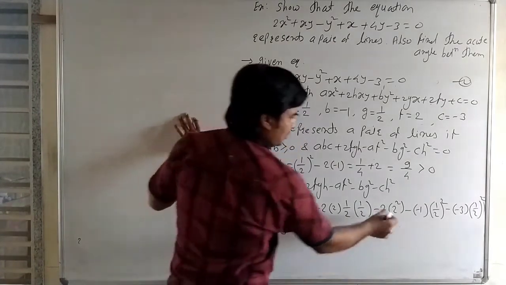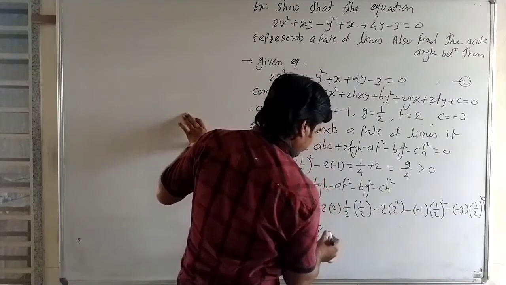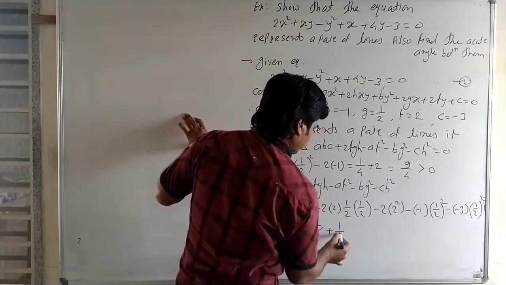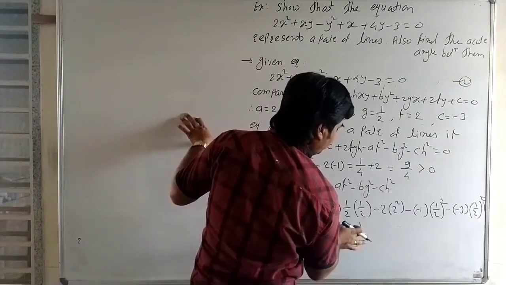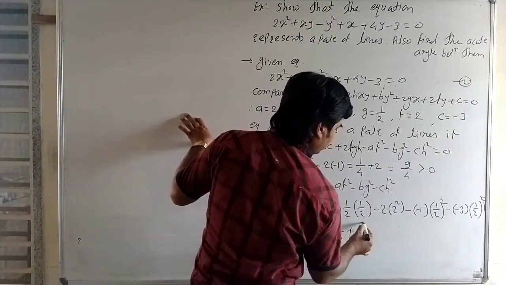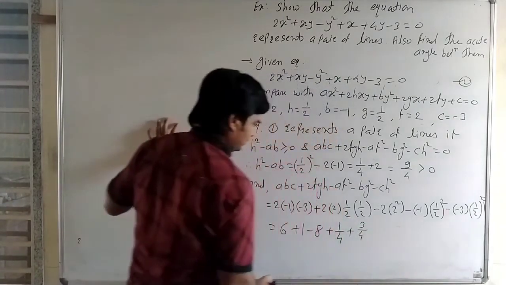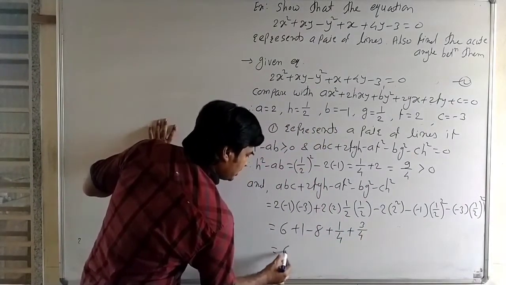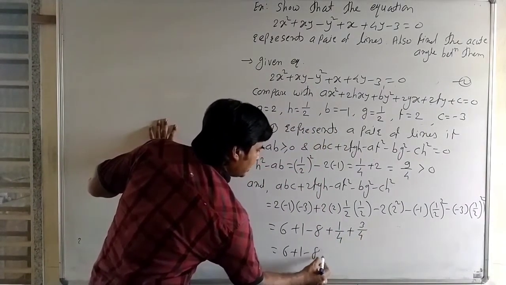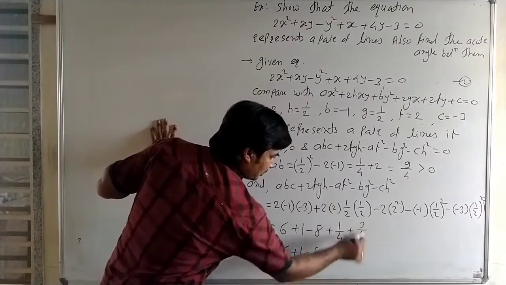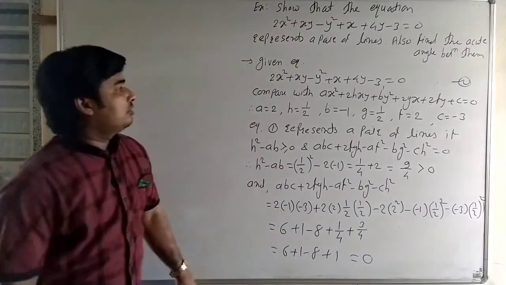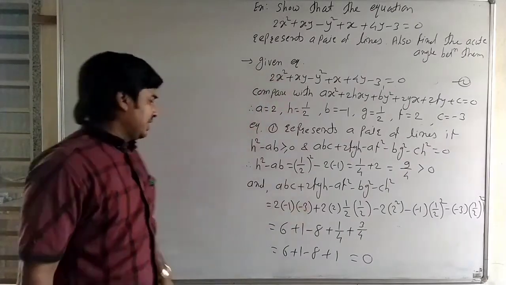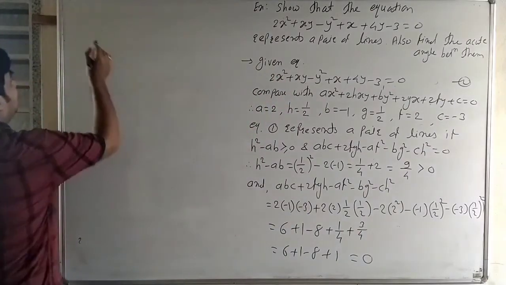It is 4 into 2, here minus minus plus 1 by 4, again minus minus plus, again it is 3 into 1 by 4, that is 3 by 4. Then 6 plus 1 minus 8, and it is plus 1. 1 by 4 plus 3 by 4, it is 1, and it is 0. Okay, therefore equation 1 represent a pair of lines. Now we find the acute angle between them.